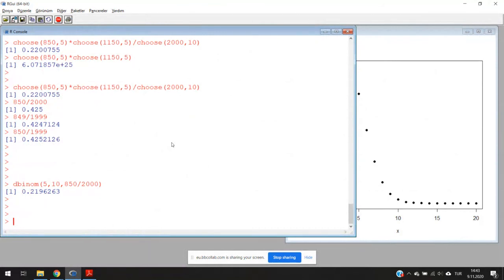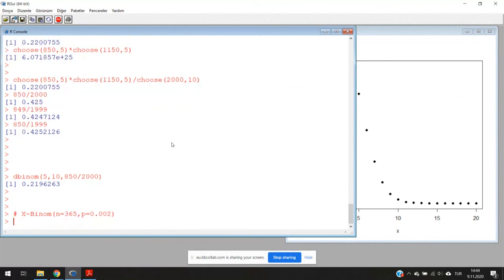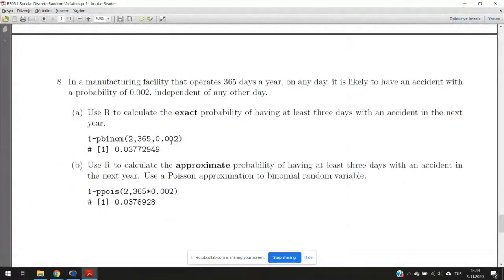If we want to count the number of days with an accident in a year, that is just a random variable X, which is binomially distributed with size parameter equal to 365 and success probability equal to 0.002. The size parameter is very large, but the success probability is very small, as you can see. So this is given by the question.